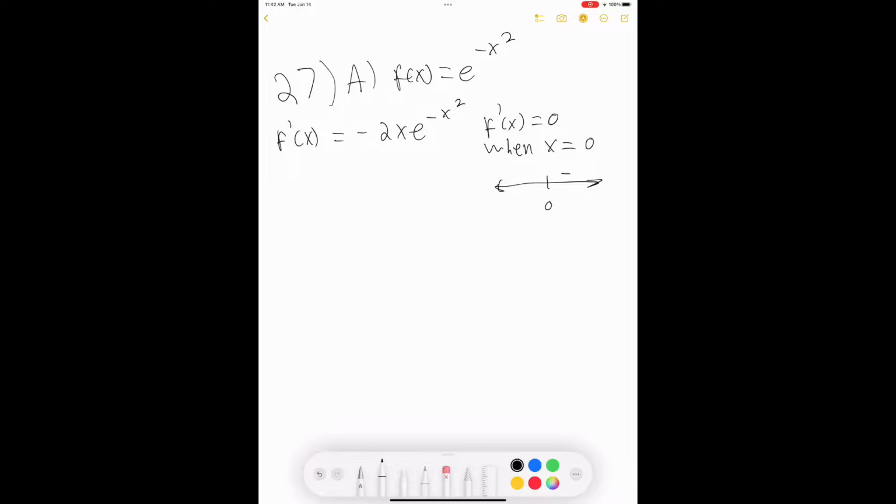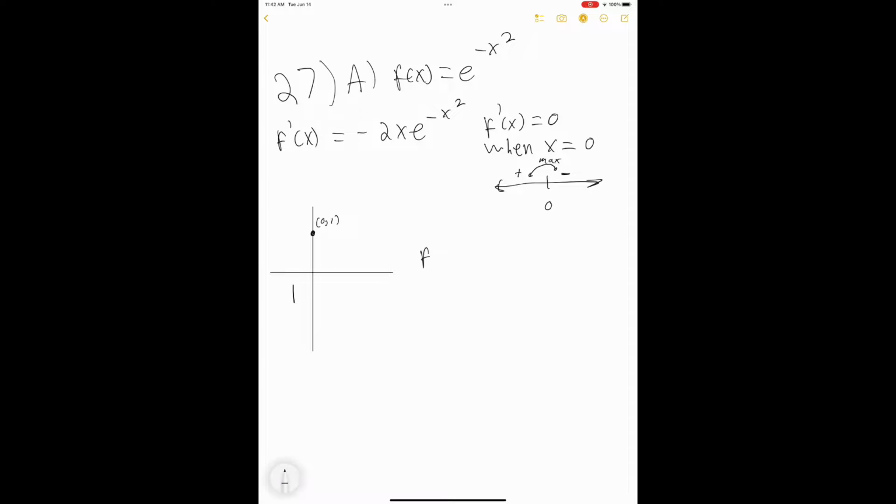So our first function is e to the negative x squared. Our derivative is negative 2x e to the negative x squared. When is this equal to 0? Well, we could see by inspection just that when x is equal to 0, right? So we could tell that this is a max. We're going to have a max at (0, 1). If you put 0 into e to the negative x squared, you're going to get e to the 0, which is 1.